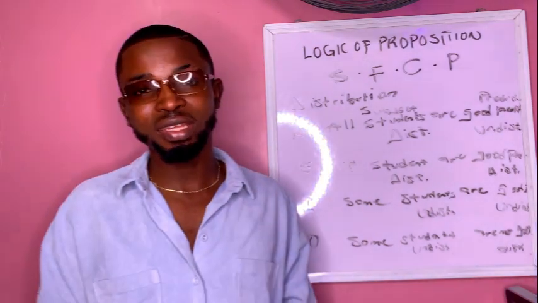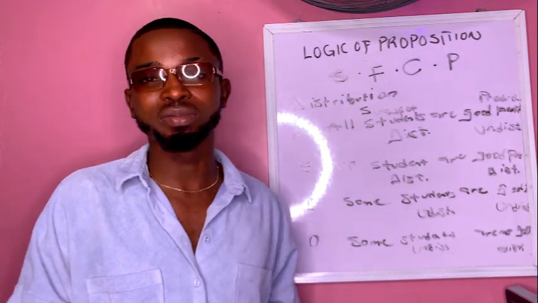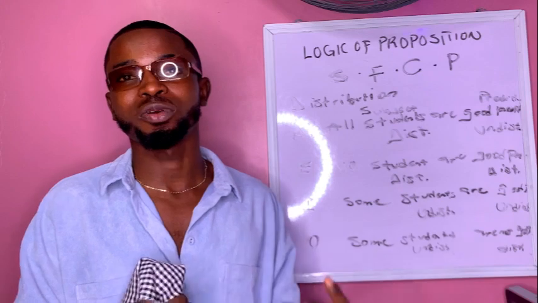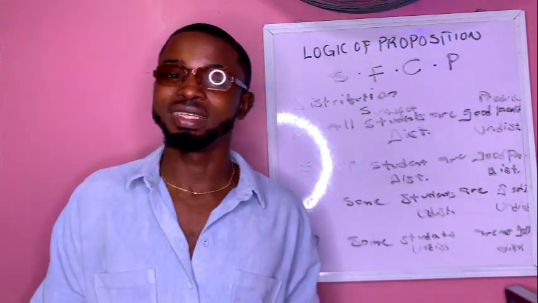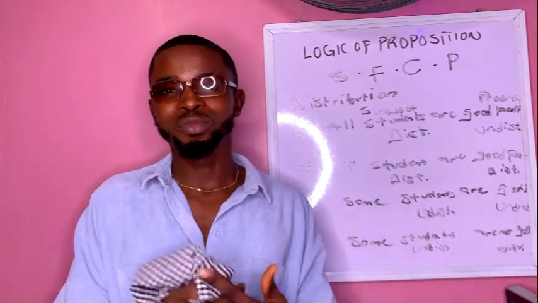So in our next video, we are going to be talking about immediate inference and the different kinds of relationship that exist between standard form categorical propositions of the same subject term and the same predicate term, but differ in either quality, quantity, or both of them together.